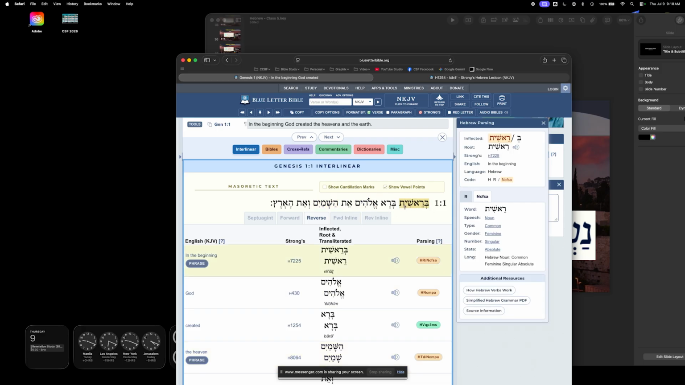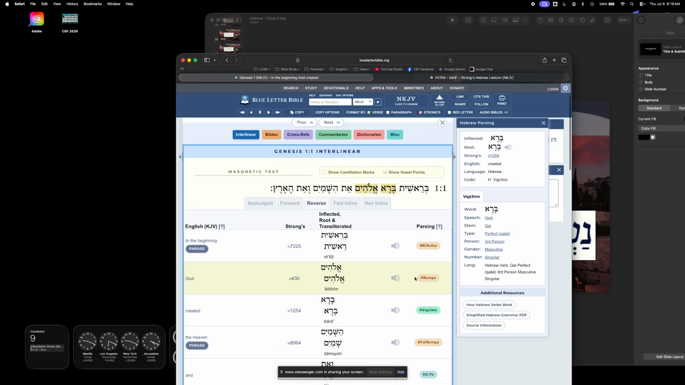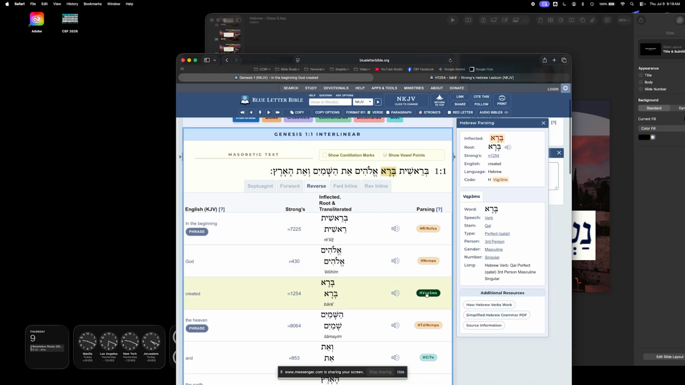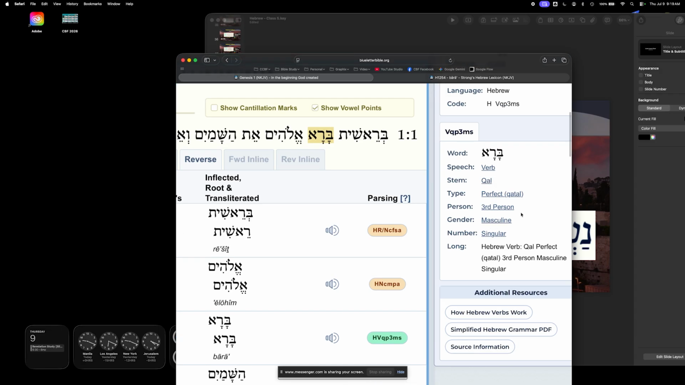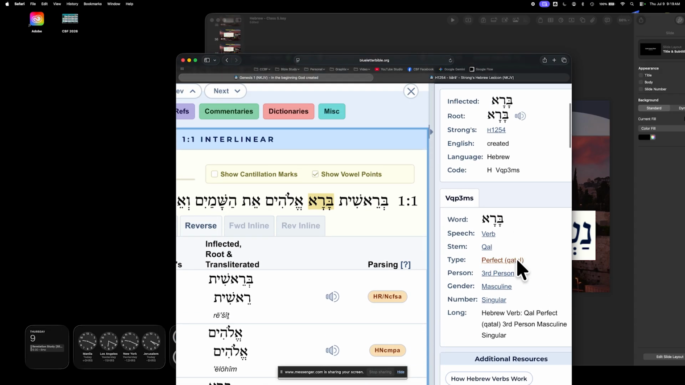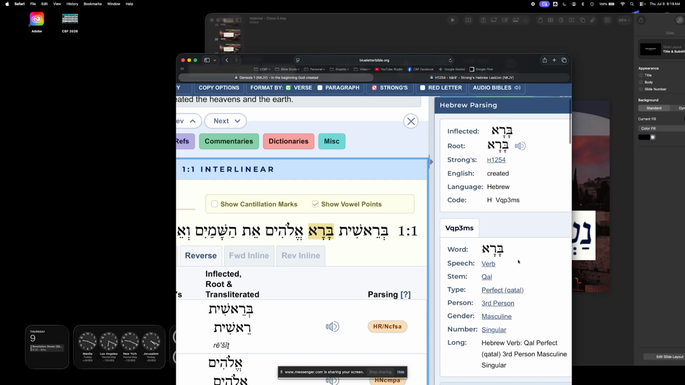This is our word bereshit. Here's our word created, bara. If you don't want to pick it in the top line, you can always come down here and just find it in our breakdown down below. You get the little green. There's our verb. It's a kal. Okay, very cool. But it's a kal. What type? Perfect. It's a perfect. Okay, interpret that for me. What does the perfect tense mean?